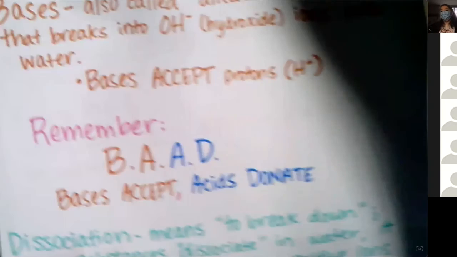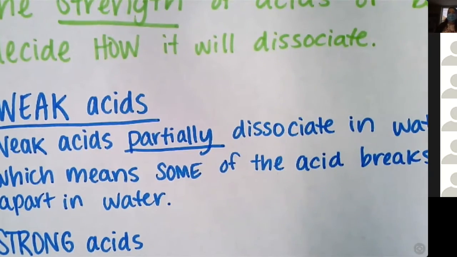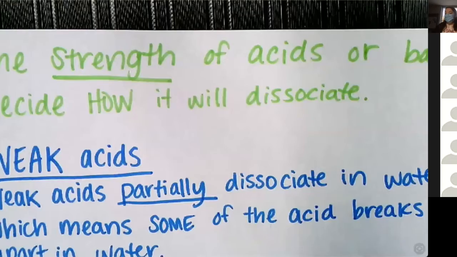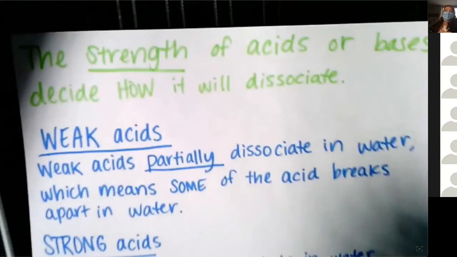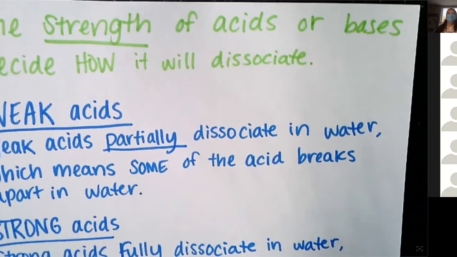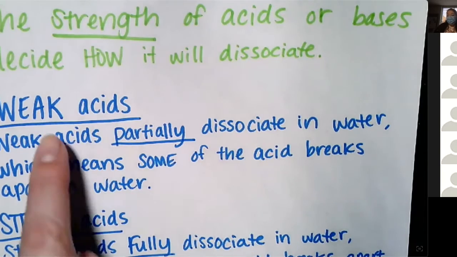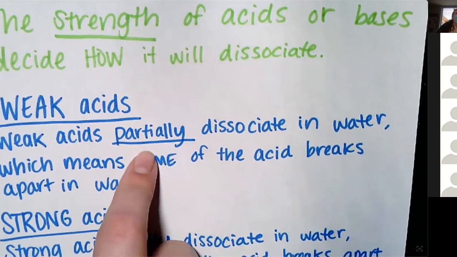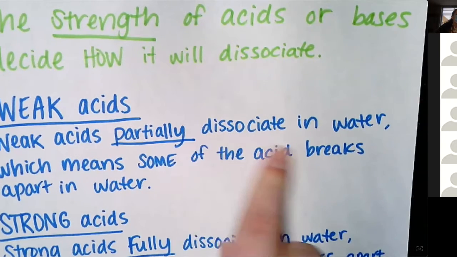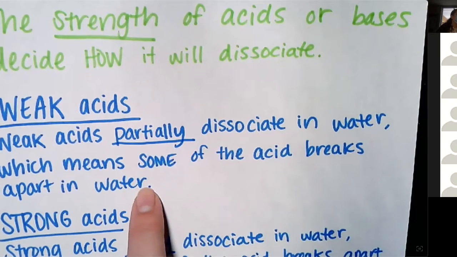So the thing you really need to know about dissociation, that's what all these notes are about, is this page right here. Okay. The strength of an acid or a base is what decides how well it will dissociate. Okay. So we've got two options for strength: strong and weak. Not too difficult, right? Strong and weak. So weak acids are going to partially dissociate in water, which means only some of the acid breaks apart in water.